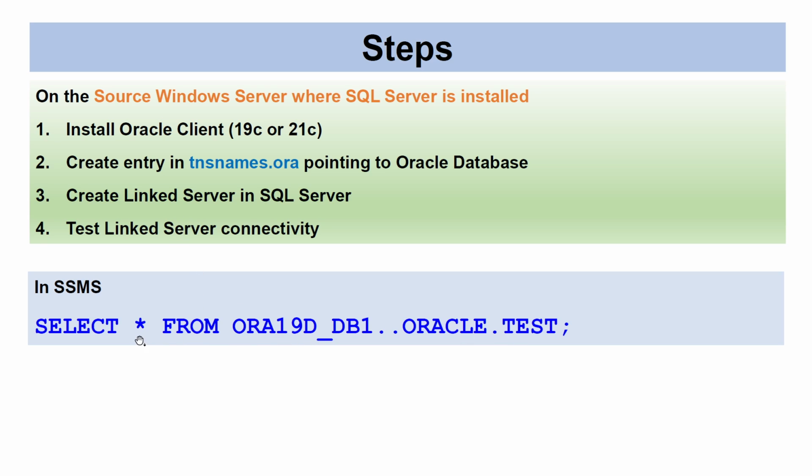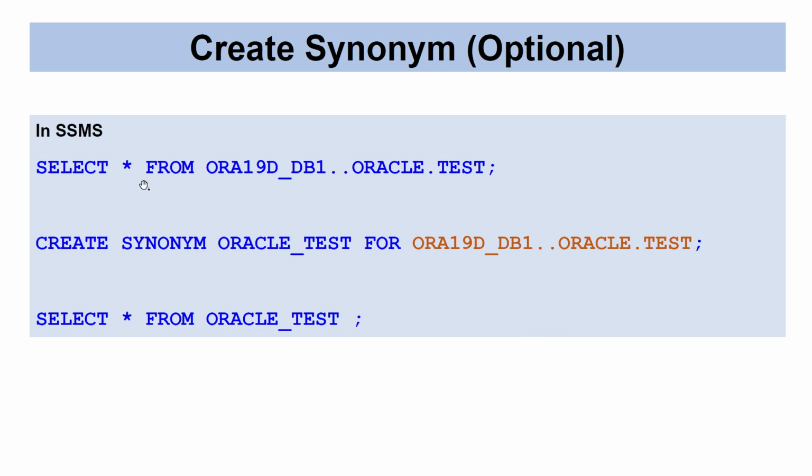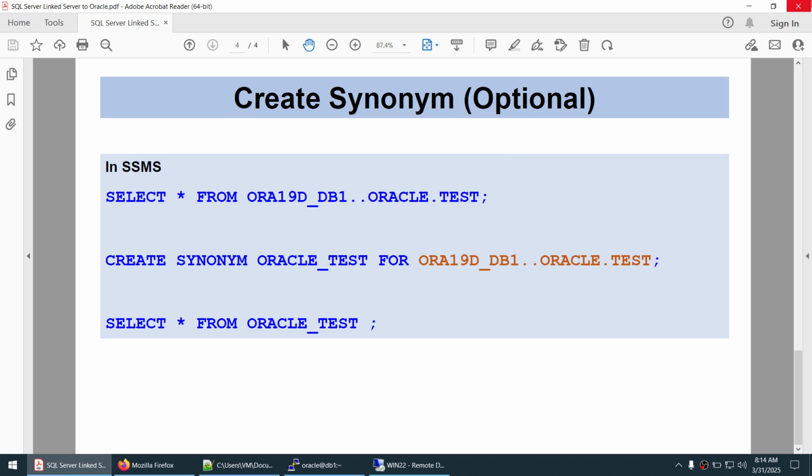If you don't like this big naming convention, you can create a synonym. So this is how your normal query will look like. You can say create synonym, name of your synonym for the linked server, the user, Oracle table. And once you create the synonym, when you run the select query against the synonym, you are going to grab the data from the actual Oracle table. So now that we have seen everything, let's proceed and see how this works.